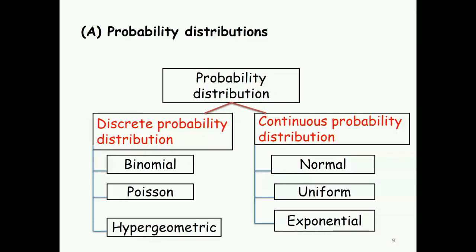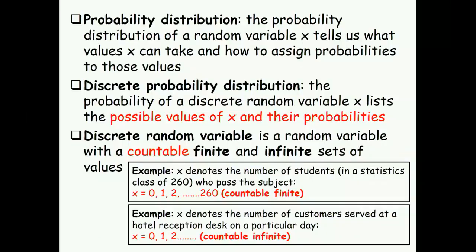Continuous means like income, like weight, like height, because you could have a lot of decimal places. 1 meter and 25 centimeters, 1 meter 25.5 centimeters. So there are a lot of decimals, continuous. In the case of continuous, we will talk about normal, uniform, and exponential. So let's start with Poisson.